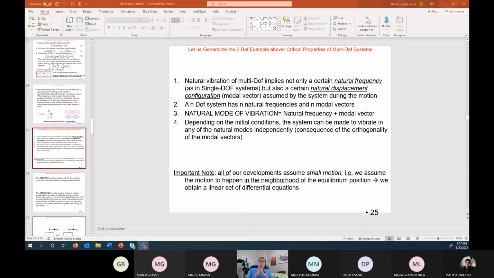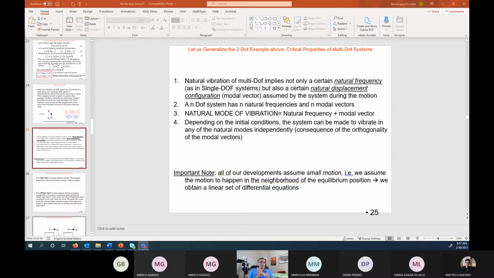We have multiple ones. So when we talk about an n degree of freedom system, of course, we can represent it as n natural frequencies and n modal vectors. We said that a natural mode of vibration is the frequency plus the vector. And depending on the initial conditions, as we just said, you can excite a certain mode. You can obtain a solution that only shows a certain frequency.